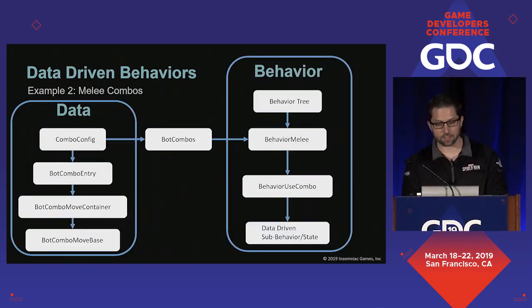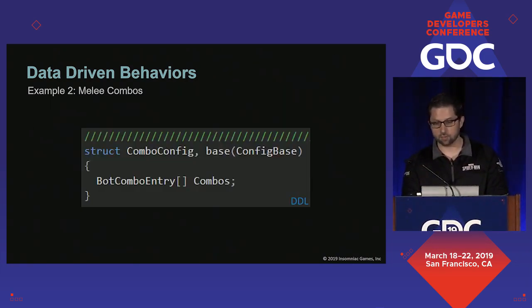The final piece of the data is the combo config. And this is just a simple struct that contains a list of combos. Every single one of our AI classes has a unique one of these.